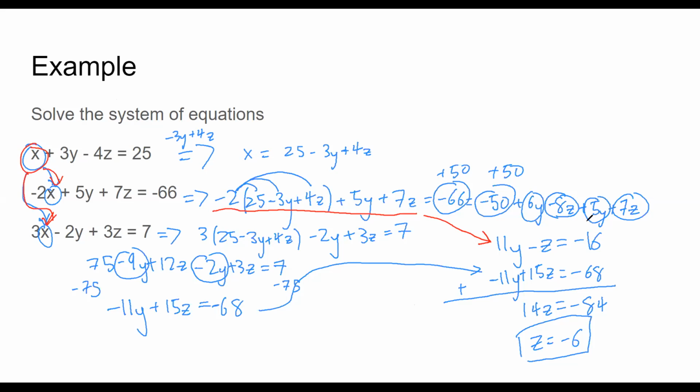using elimination or substitution. So I found z, and then if you wanted to find x or y, you just plug it back into these equations, or one of these equations. But for the sake of time, I'm not going to plug everything back in because it's just a lot of addition, subtraction. Okay.